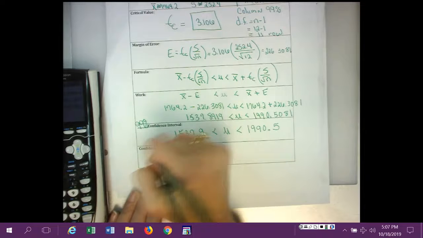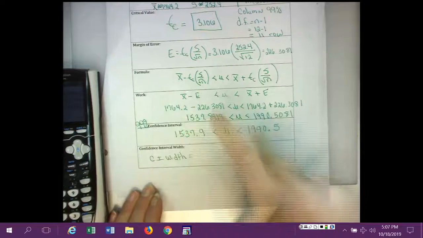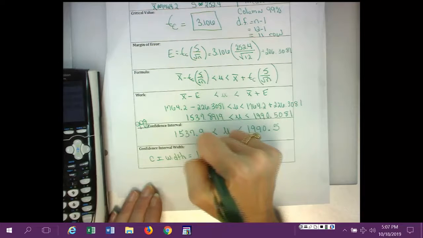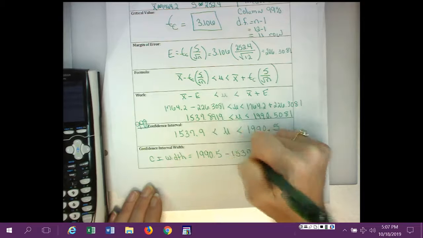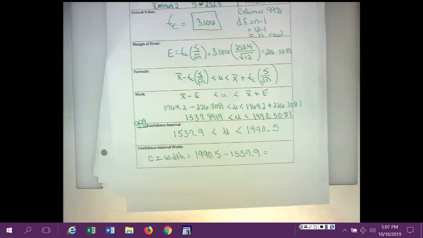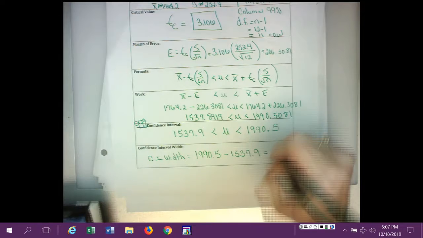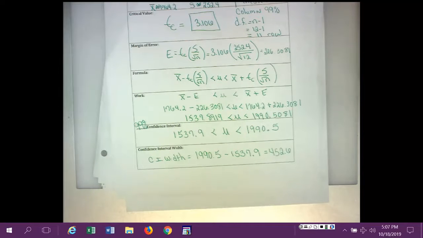Then confidence interval width. I'm going to use my final answers, which have been rounded, to get that difference. 1990.5 minus 1537.9, and that is 452.6.